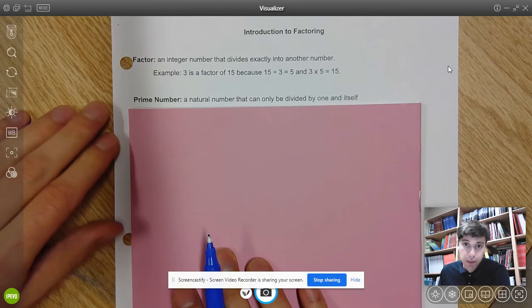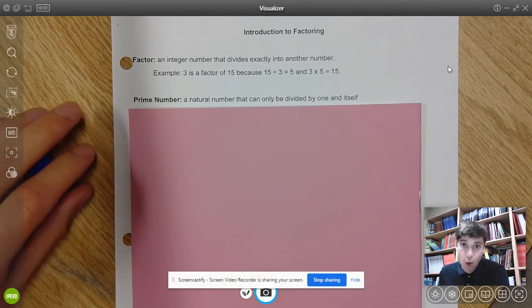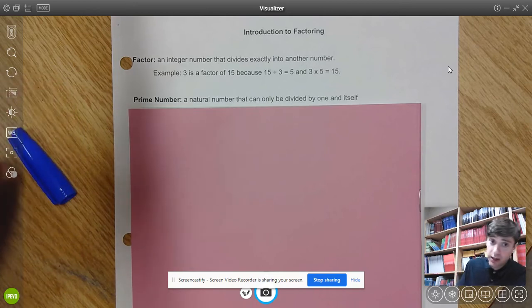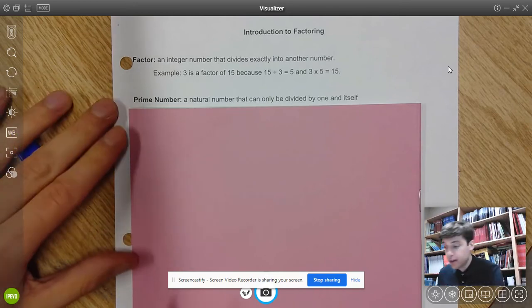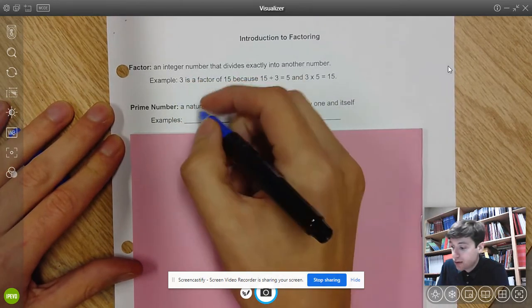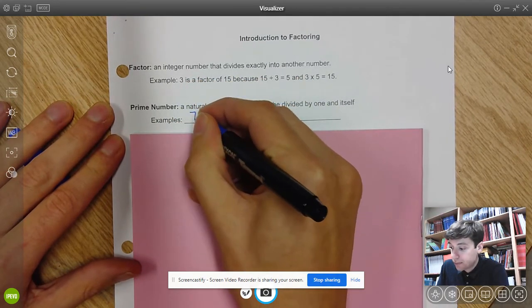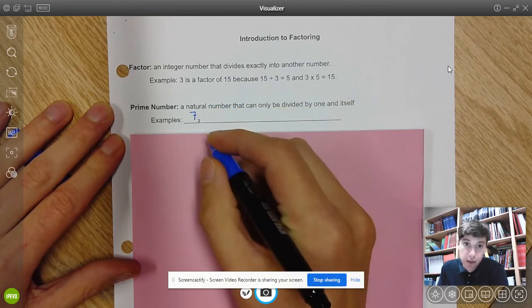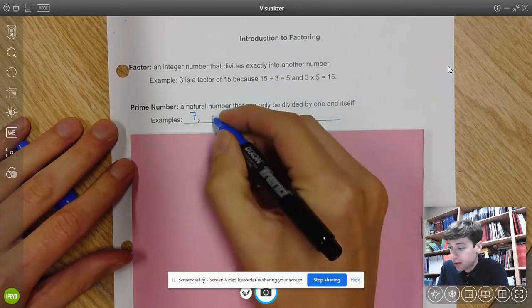A prime number is a number that we can only divide by 1 and itself. Another way of saying that is it only has 2 factors, 1 and itself. For example, a number that I can only divide by 1 and itself might be 7. Can't divide 7 by anything else, only 1 and 7.